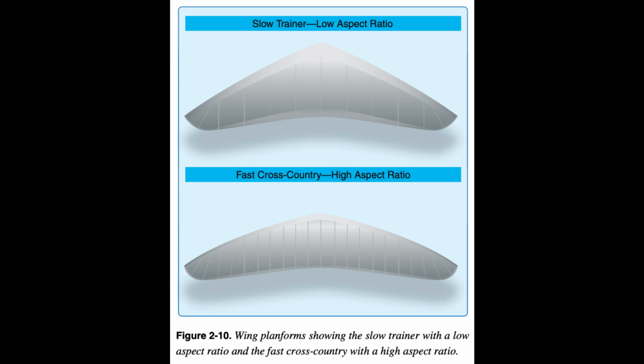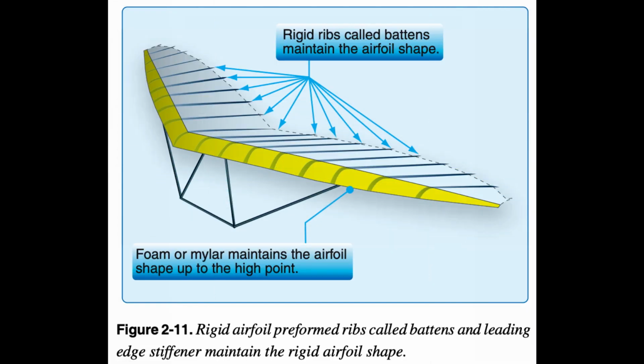WSC Wing Flexibility. The WSC wing retains its rigid airfoil shape due to rigid preformed ribs called battens, which are inserted from the root to the tip along the span of the wing, similar to ribs for an airplane wing, and a piece of foam or mylar running along the top side of the leading edge to the high point, which maintains its front part of the airfoil shape in between the battens. Figure 2.11. Some WSC double-surface wing designs use a rib similar to a PPC wing that attaches to the lower surface and the upper surface to maintain the wing camber in addition to the battens.